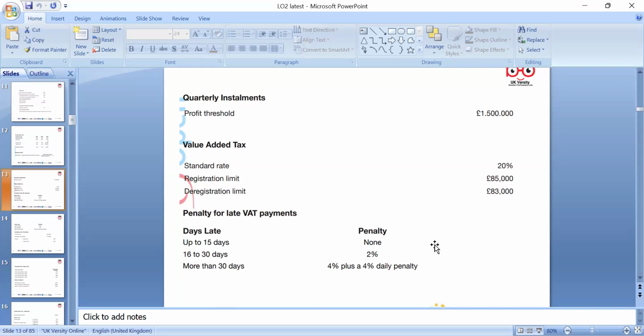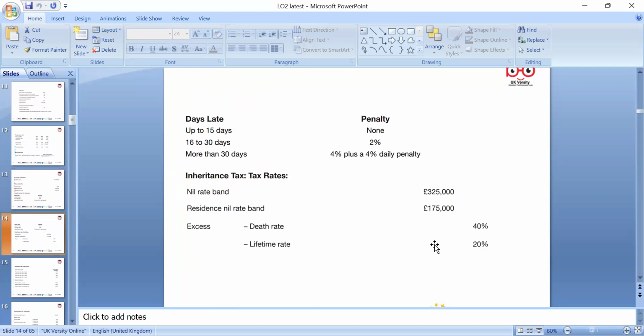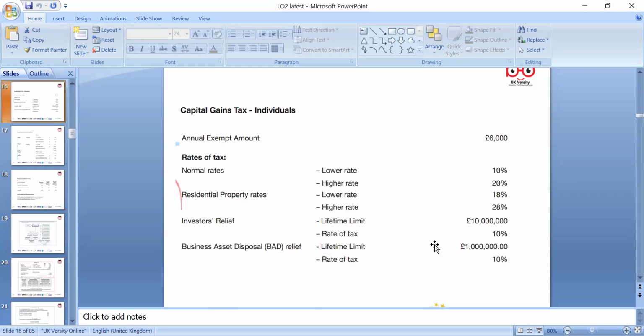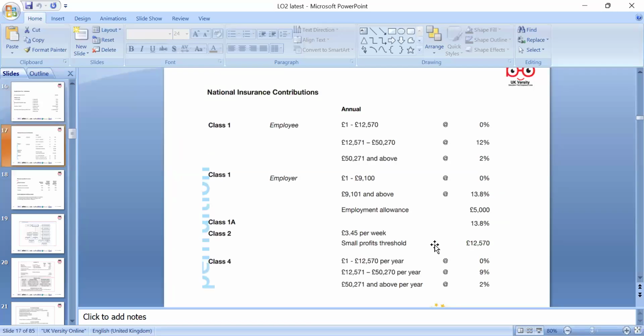We need to look at the penalties. Inheritance tax, which we already mentioned, reliefs, capital gain for individuals. The annual exempt limit is 6,000. If you're earning 1 to 12,500, it's 0%. If you're earning more than that, it's a 12% NI contribution, and if the income is higher, it drops down to 2%.